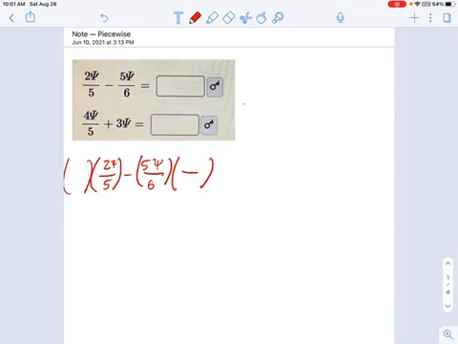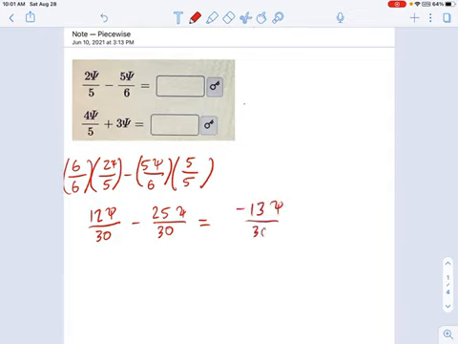Now, what could we multiply the denominators, 5 and 6, by to make them equal? Well, how about if we multiply the right side by 5 over 5, and the left side by 6 over 6? So what do we get? We get 12 psi over 30 minus 25 psi over 30. Well, now we have our common denominators, and you can just simplify this straight through. This becomes negative 13 psi on top over 30, and that's going to be your answer.